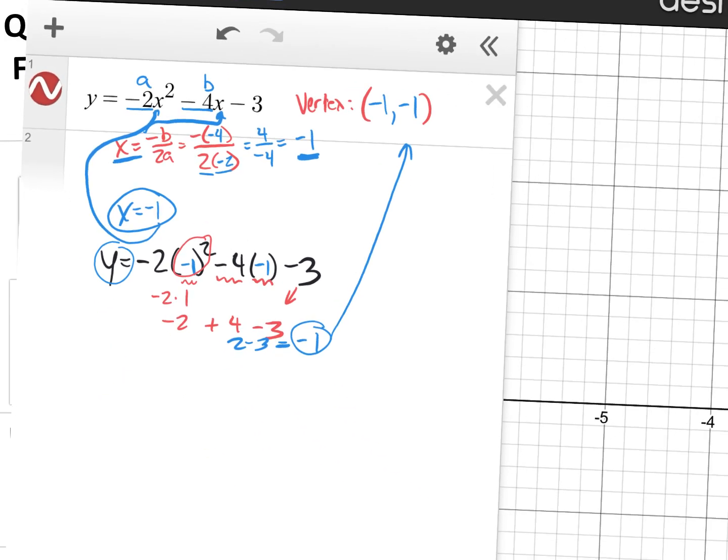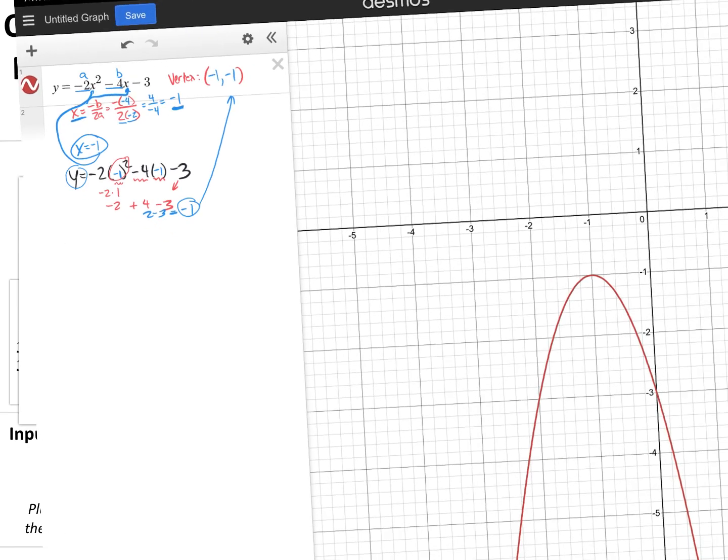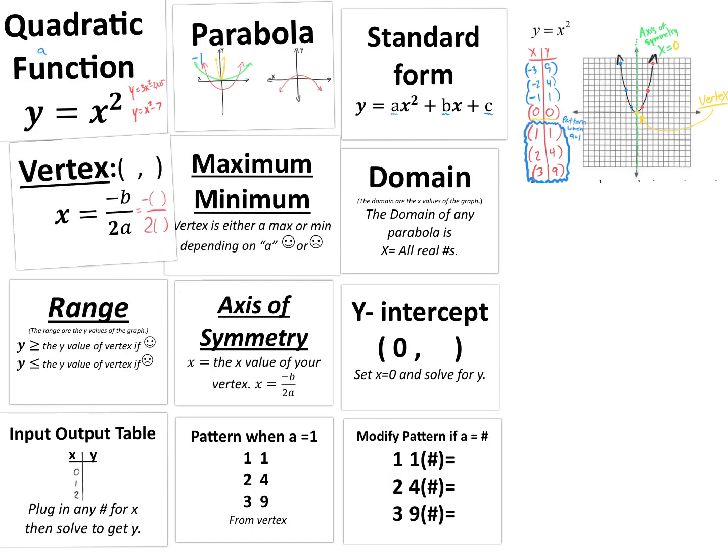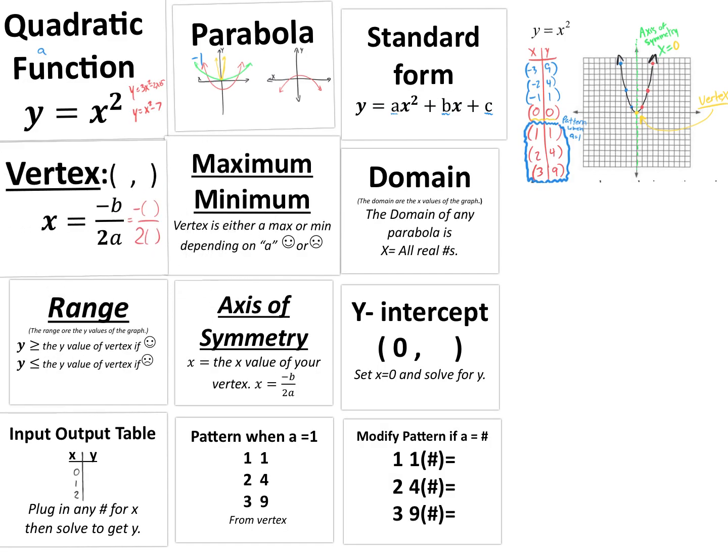This is actually from me graphing it on Desmos. As you can see right here, the vertex is -1, -1. There's a vertex. It is a maximum value because it is opening down. I knew all that without even looking at the graph using the vertex formula, and also checking if a is positive or negative, because it being negative tells me that it opens down. So we know now how to find the vertex. Let's move on to domain and range.